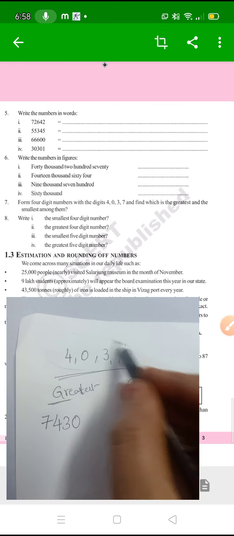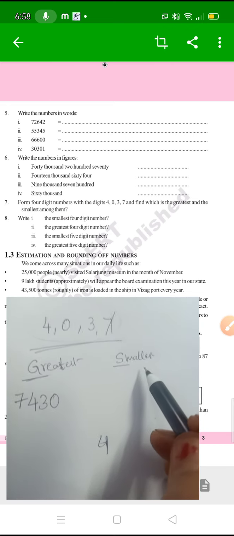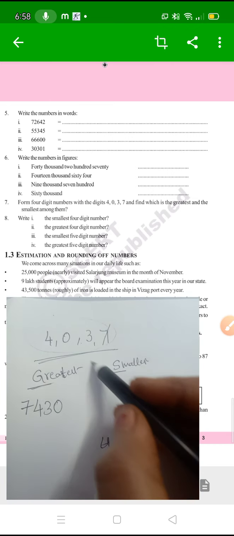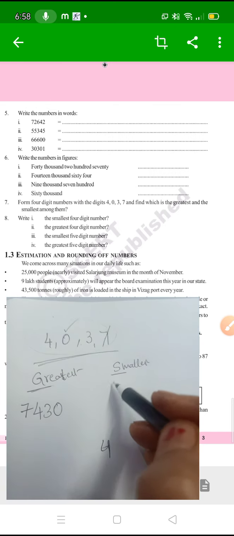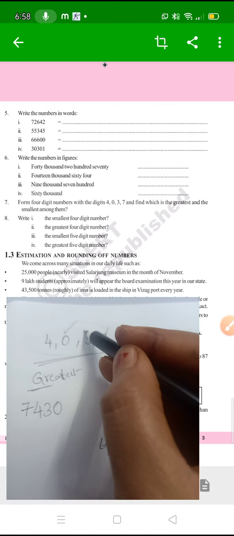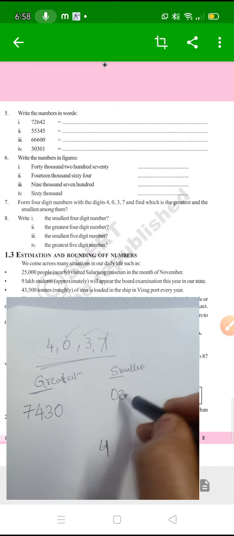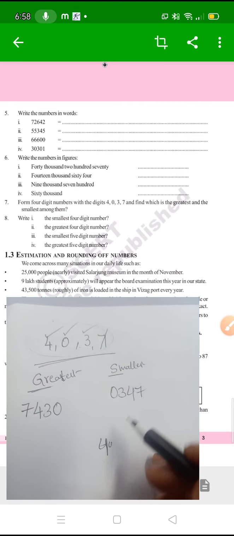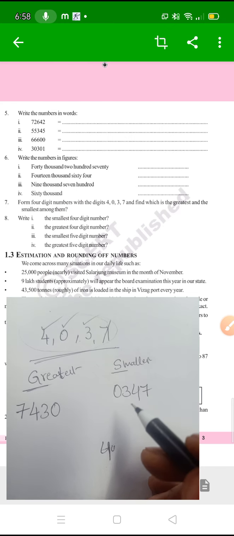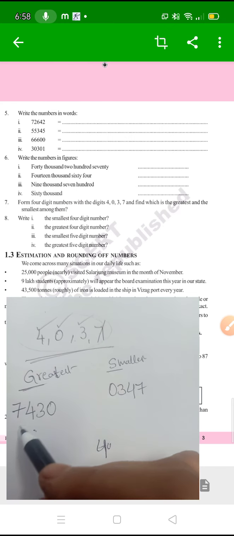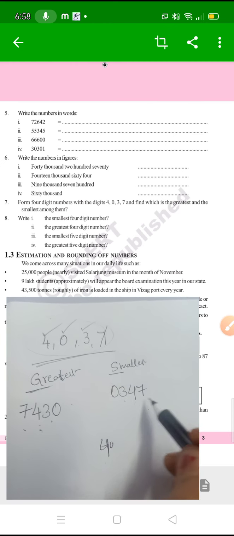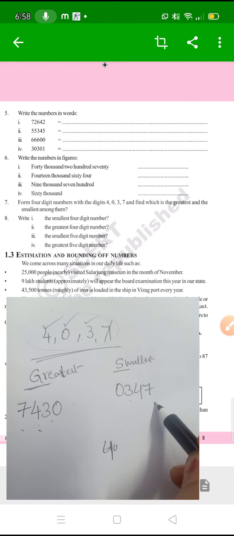Next move to the smallest number. Here given 4 numbers. Now write down the smallest number by using these 4 numbers. Which is the smallest number here? 0 is the smallest number. Next smallest number 3. Next 4. Next 7. So this is the smallest number, and this is the greatest number. 7430 is the greatest number. 347 is the smallest number.